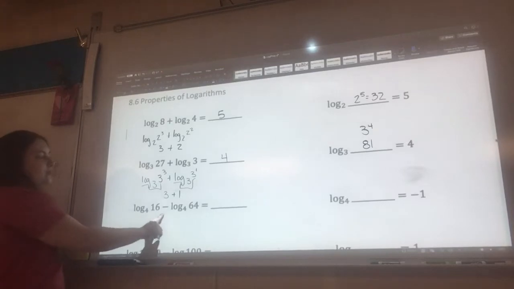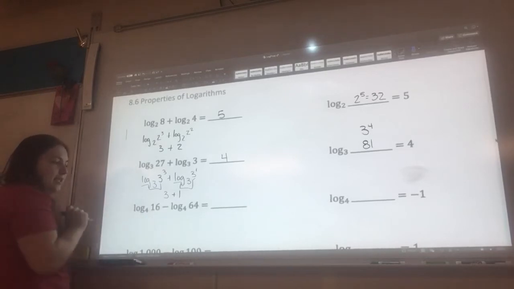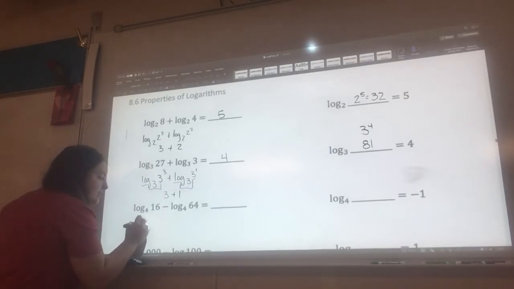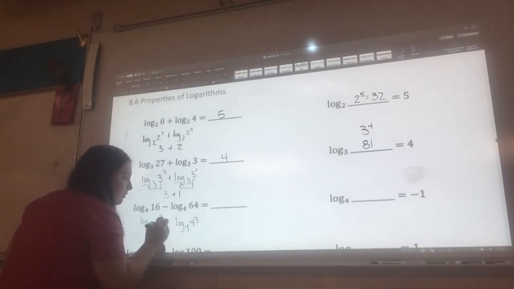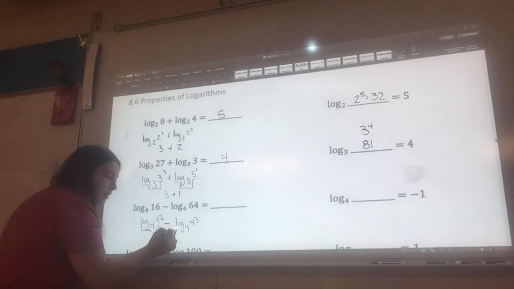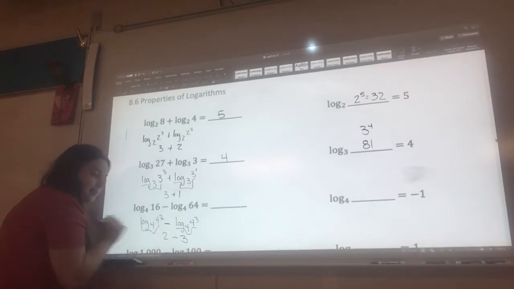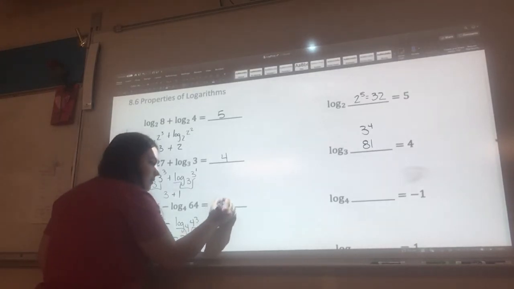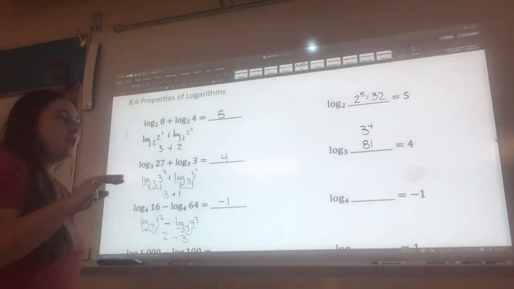So as we're moving on to subtraction, it works the exact same way. Well, we have a base of 4. 16 can have a base of 4, and 64 can have a base of 4. So we can rewrite these as log base 4 of 4 squared, and log base 4 of 4 to the third. There's still a subtraction sign there. These are going to cancel. We're going to be left with 2. These are going to cancel, and we're going to be left with 3. So we have 2 minus 3. So 2 minus 3 is going to give us an answer of -1. Are we starting to figure some things out? The properties will be entertaining.